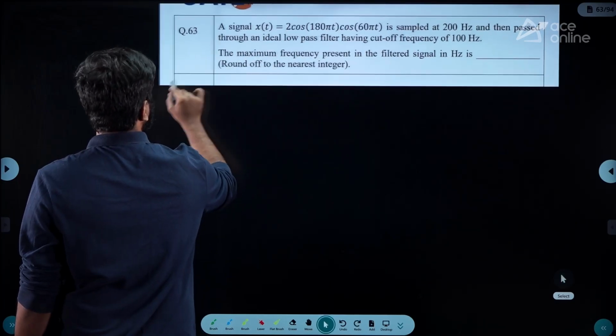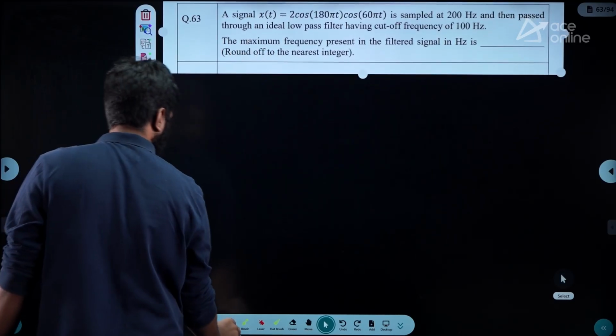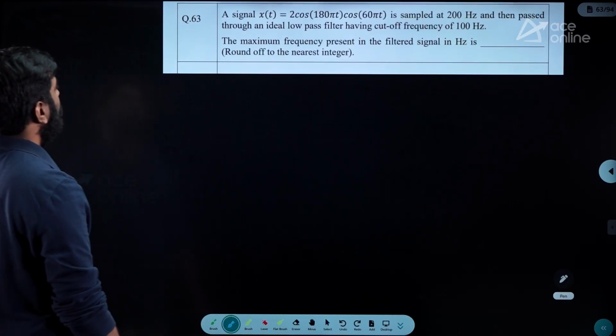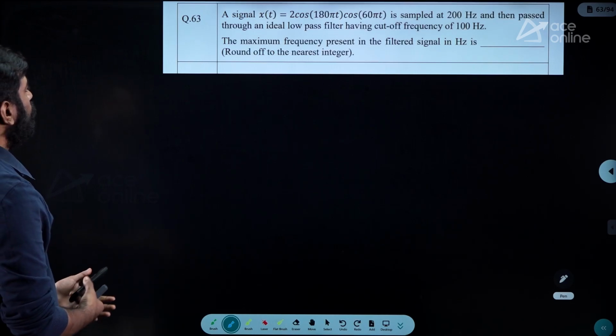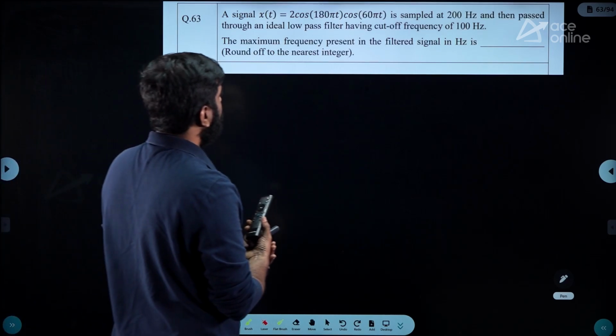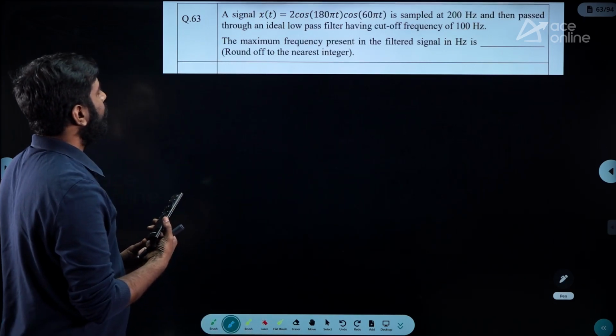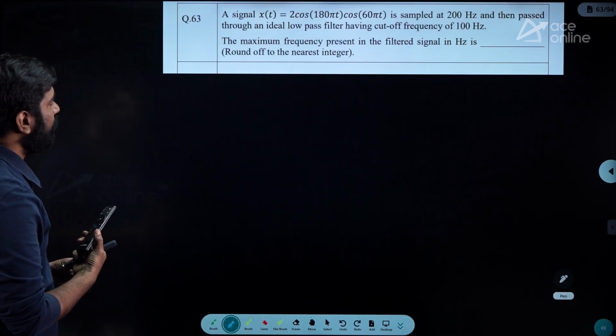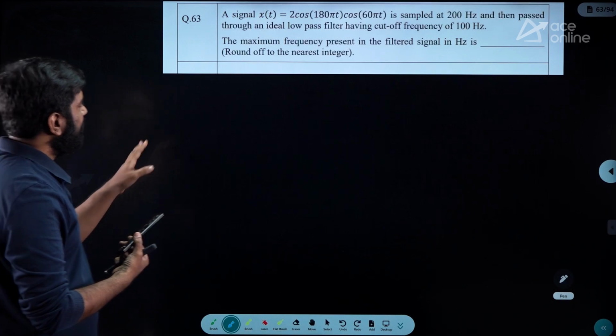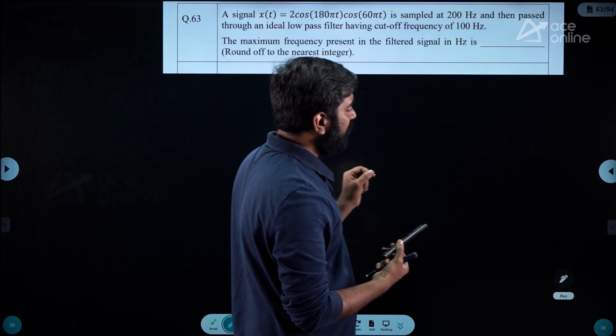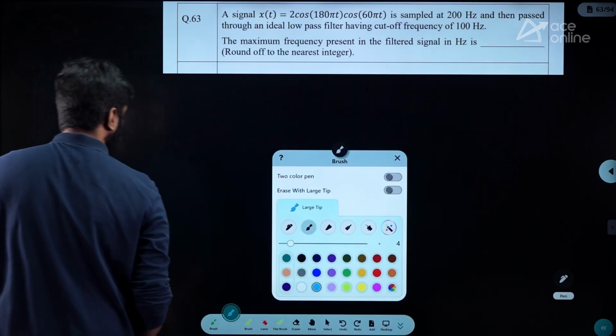Solve this question, which is from sampling theorem, students. They say x of t is 2 cos 180 pi t cos 60 pi t, sampled at 200 Hz, and it is passed through an ideal low pass filter having a cutoff frequency of 100 Hz. The maximum frequency present in the filtered signal in Hertz is dash.